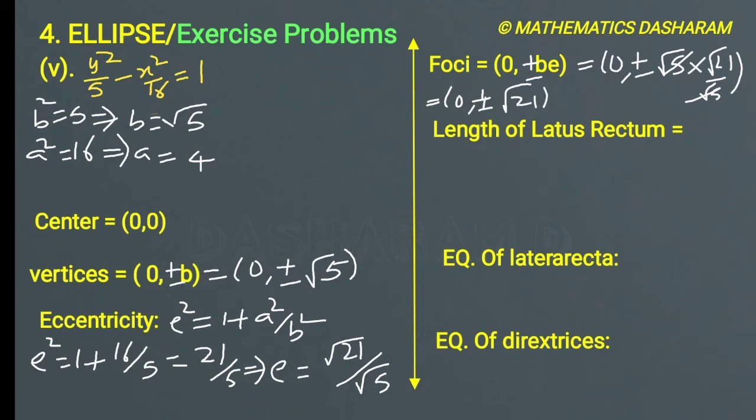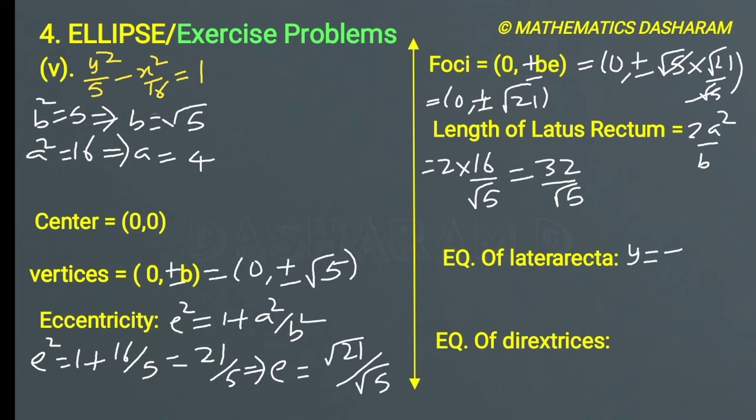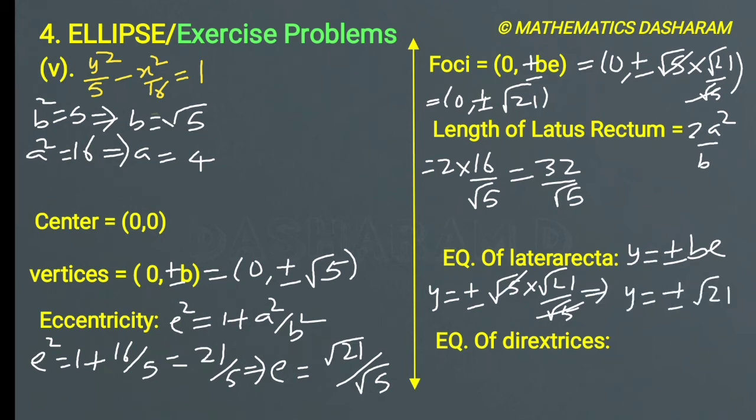Next, length of a latus rectum, that is 2a square divided by b. So 2 into a square value 16 divided by b value root 5. So 16 2s are 32 divided by root 5. Equation of a latus rectum, that is y equals plus or minus b into e. So y equals plus or minus b value root 5 into e value root 21 divided by root 5. Root 5 cancels, then y equals plus or minus root 21.